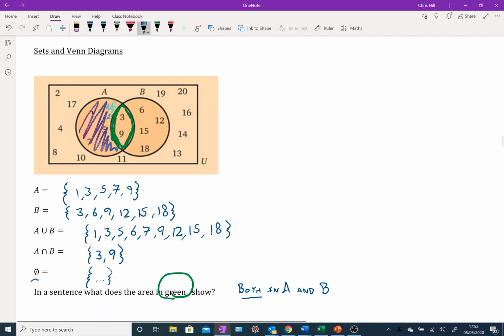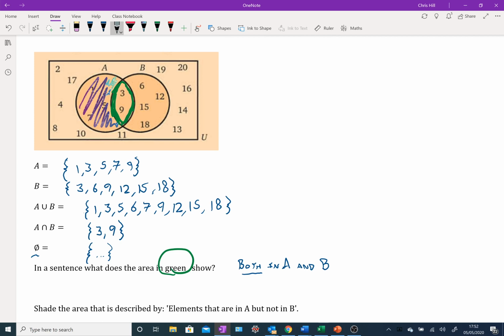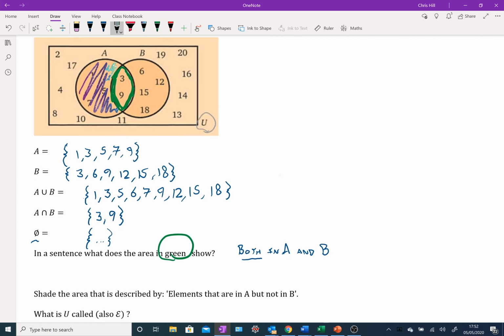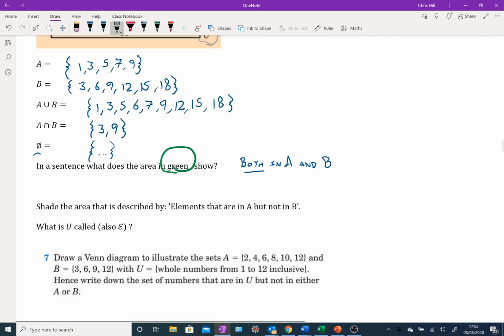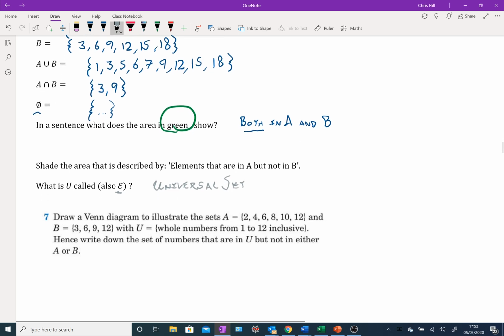We've got a couple of symbols here. We've used U, which is the universal set. We call it the universal set. In some questions, you will see the symbol for the universal set will not be a U, it will be one of these, but they're the same thing.